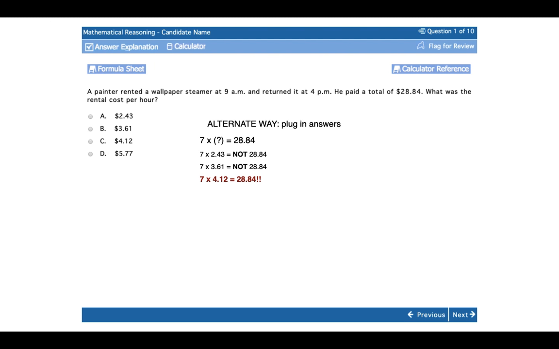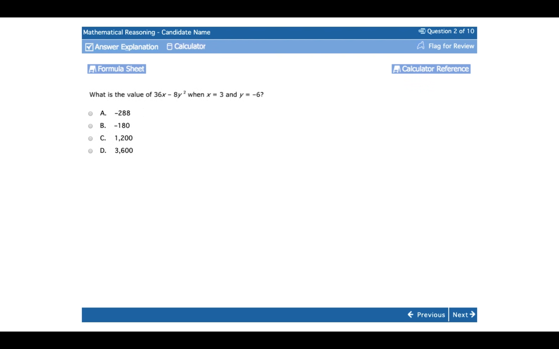So you can use some critical thinking to translate math into English and back again. This translation between math and English is something that's going to come up a lot on this practice test and on the real GED test. Not in this question, though. This is a straight math question.